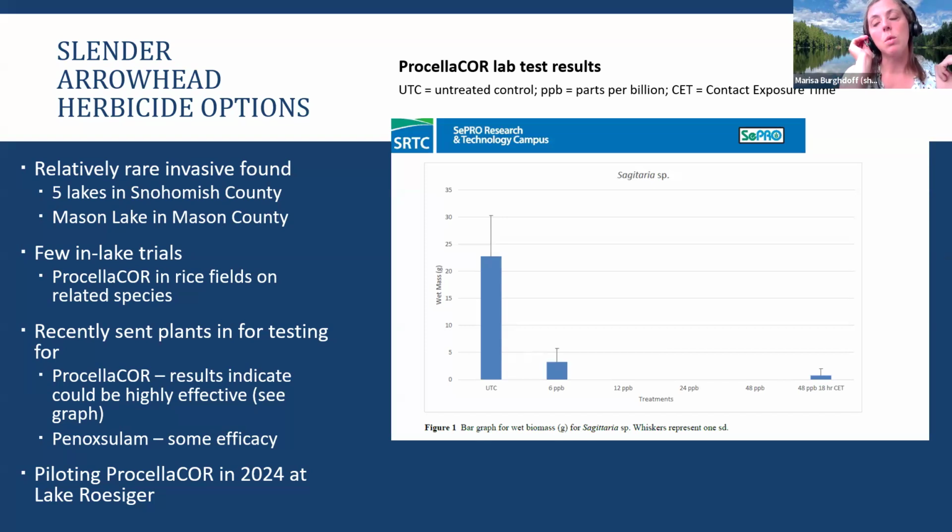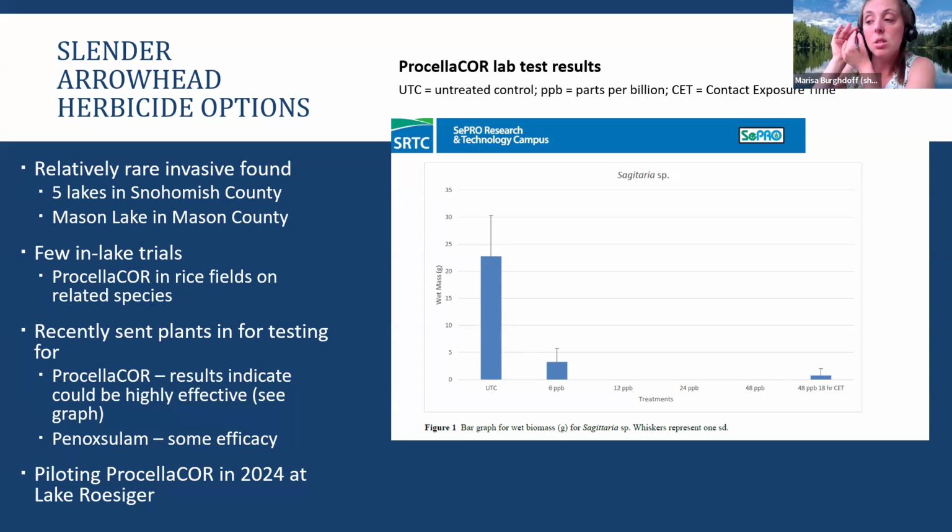And so we reached out to CPRO, which is an aquatic herbicide company, because one of our scientists that reviewed the plan had found a paper showing that Procelicor may be effective on slender arrowhead. It was in rice fields on a related species. And we're excited about this because Procelicor is a new class of herbicides that has some of the best toxicity profiles around. And it takes such a tiny amount that it's also very cost effective. So we sent it in for testing. We basically harvested a bunch. They grew it out over the winter and they just tested it.